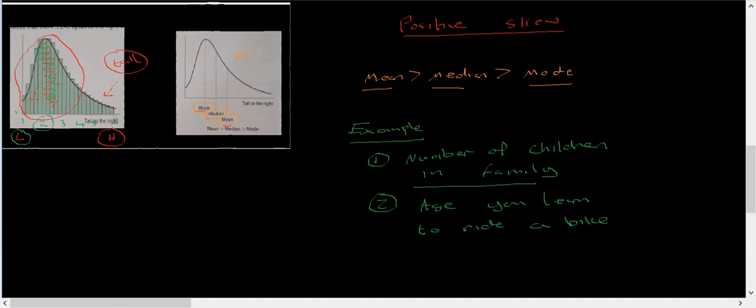So again, if you were to go out and carry out a survey and plot that data and make a histogram, for example, what you'll find is that the majority of the people that you've surveyed will indicate that they learned how to ride a bike on the lower end, like when they were younger, basically. So again, that would be an example of positively skewed data.